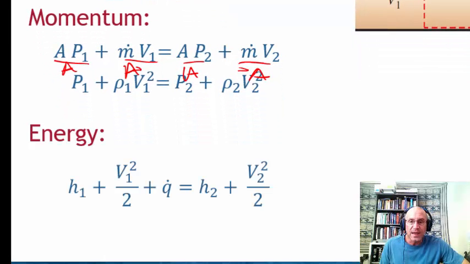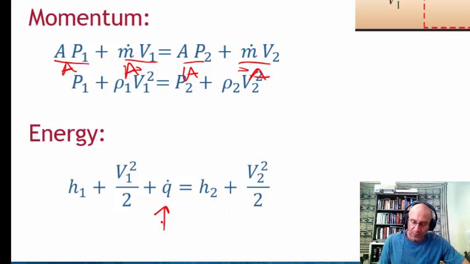And the last thing is the energy balance, and we've seen this before, except now we have this additional term, we have the heating. And I've written this on a per mass basis, so we have the enthalpy and then the kinetic energy term, and then what we're doing is we're adding some heat, Q dot, and then we're going to look at our outlet conditions.